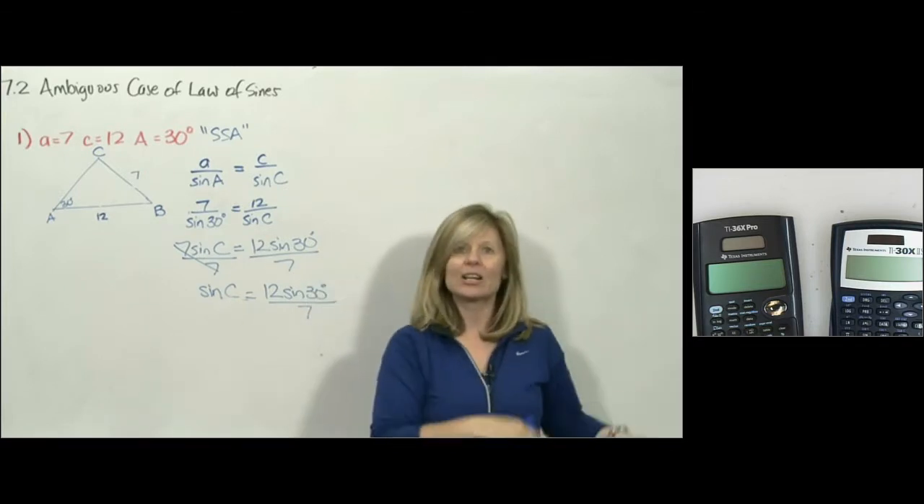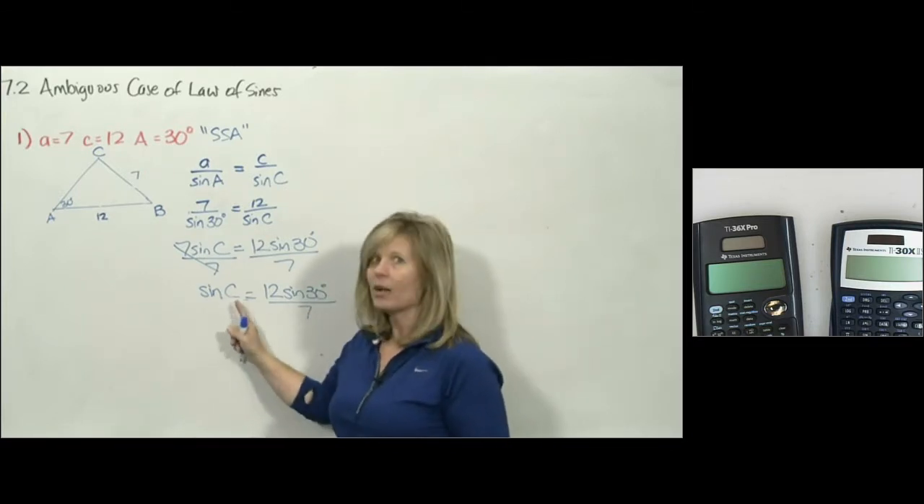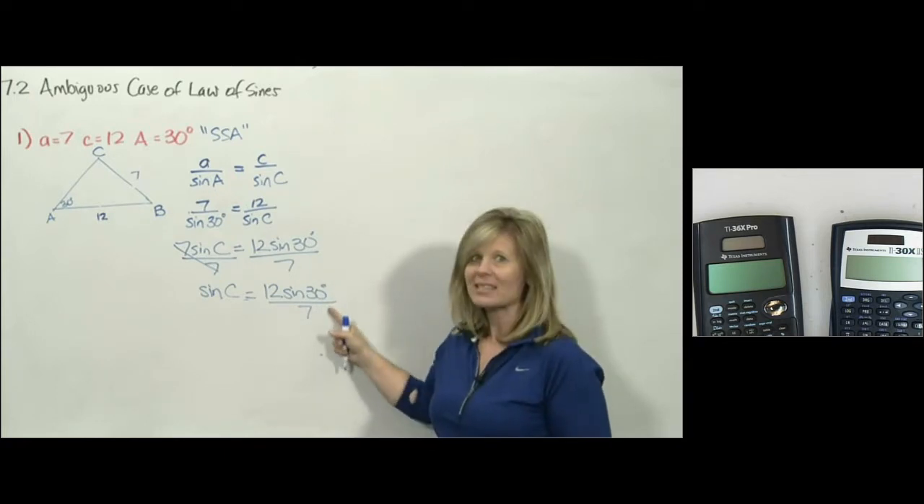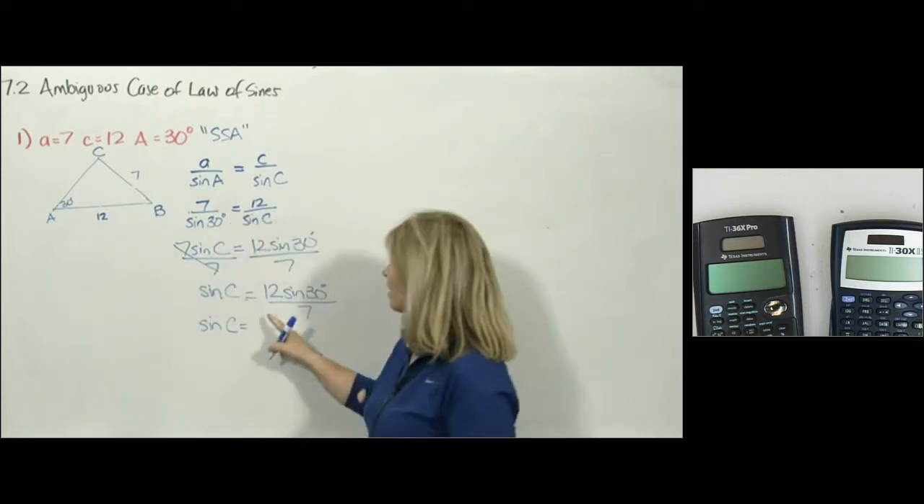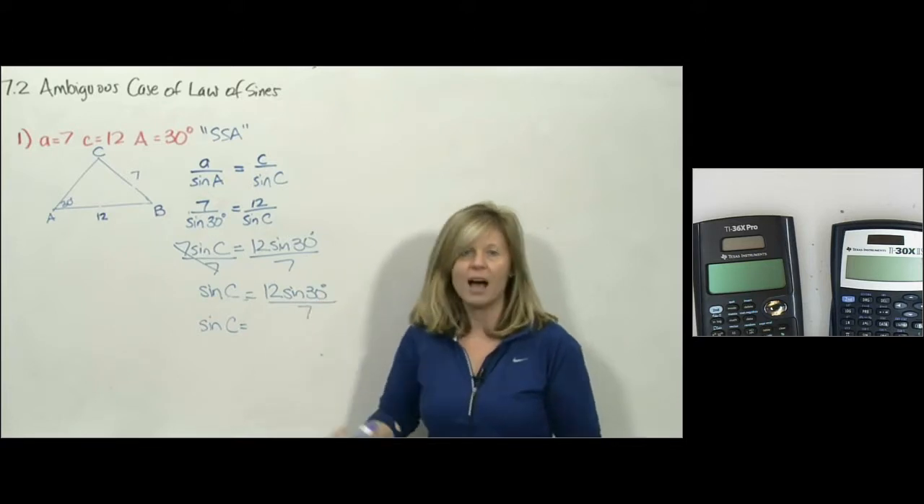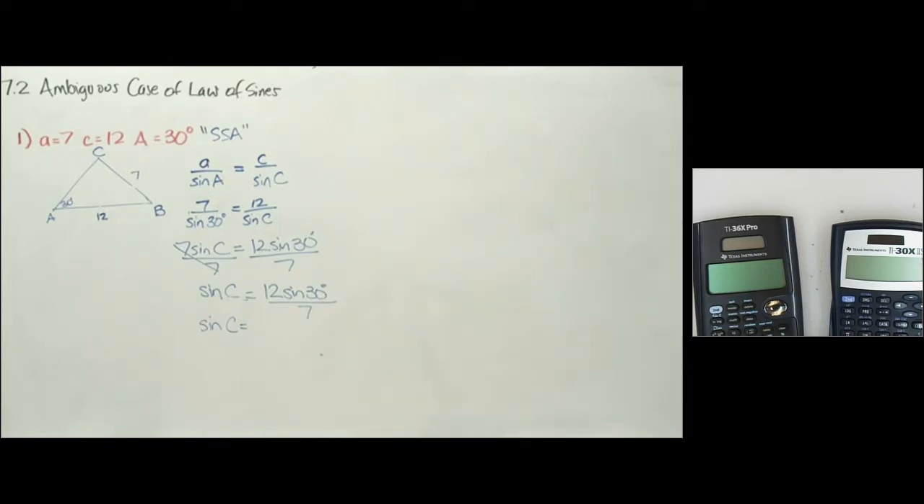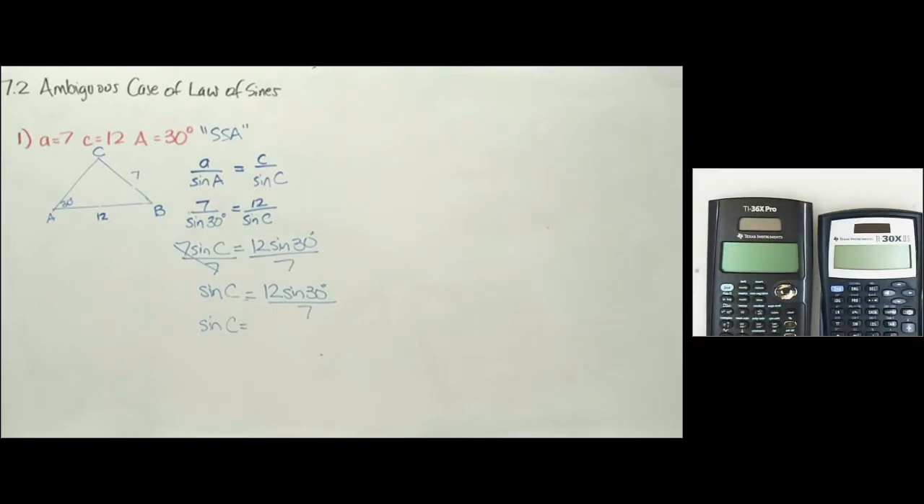Back in section 2.3, to find a missing angle, the first thing we did was convert the right side into a decimal number. So now we're going to need our calculator. Let's go to our calculator and type 12 sine 30 divided by 7. It doesn't matter which calculator I use, as long as I am in what mode? Degrees. So I'm going to type 12 sine 30, close it, divided by 7. I'm going to do it on the Pro just to prove to you. 12 sine 30, close it. You have to close the angle, divided by 7.